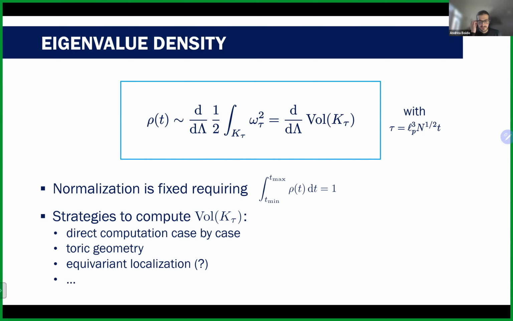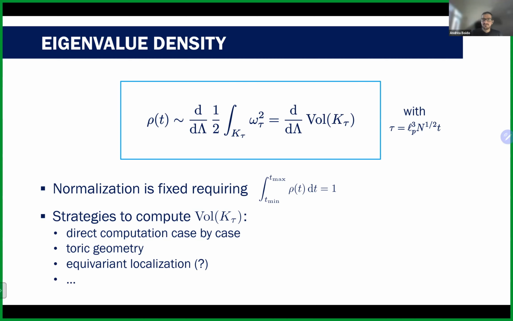That's purely a field theoretic, let's say, constraint. Actually, a mathematical constraint, because it's a probability density in the end. Okay, we have this formula. Now we should think, how do we compute this volume of k tau? Well, there are many strategies.